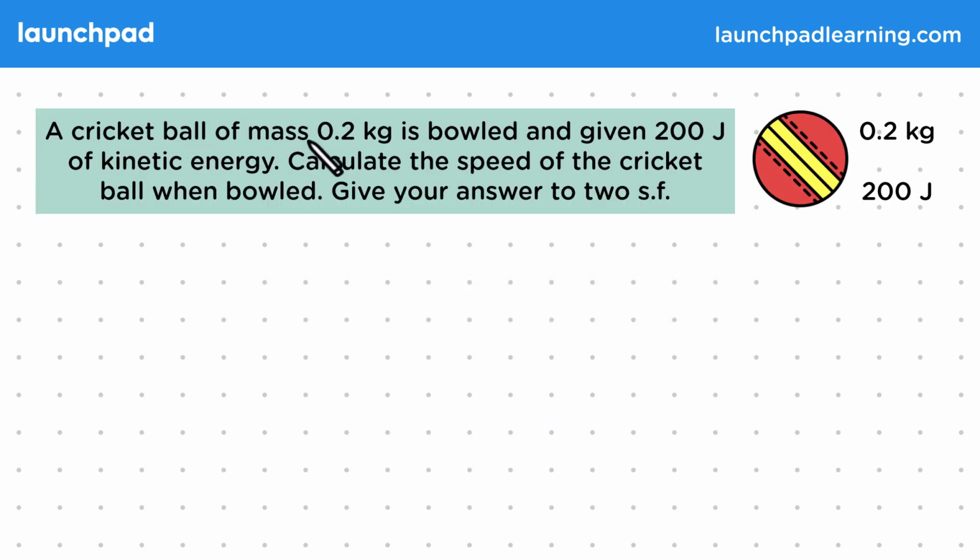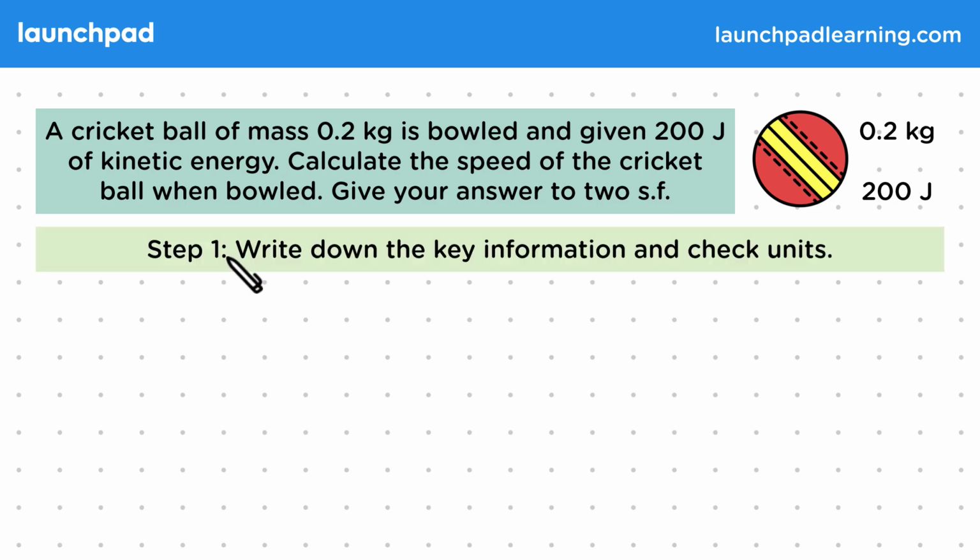A cricket ball of mass 0.2 kilograms is bowled and given 200 joules of kinetic energy. Calculate the speed of the cricket ball when bowled. Give your answer to two significant figures. So we can round our answers to a certain number of digits, and the number of significant figures are the number of digits in the value.